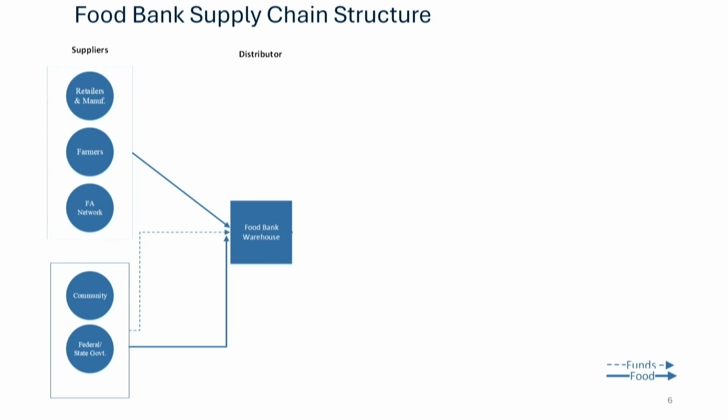Given that context, let's now talk about the supply chain structure. Typically, you have a food bank warehouse that's getting donations from a variety of sources as depicted here in this picture. They can get in-kind donations from retailers and food manufacturers, so think grocery stores, and what they're getting is food that is close to the sell-by date, but it's still safe for consumption. They can also get edible food from donations from farmers.